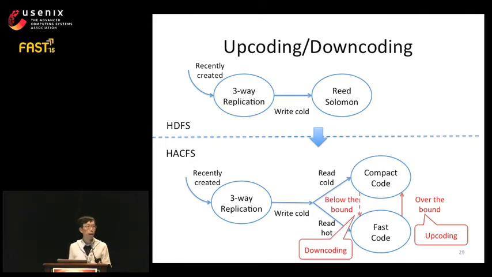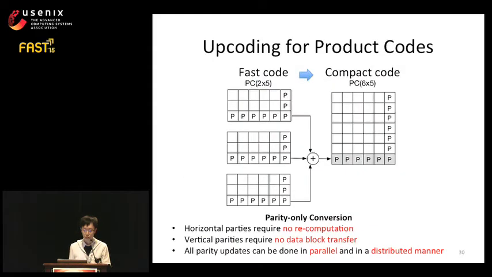Similarly, but less likely, we also have a downcoding operation. This happens when the system is way below the bound. We'll convert some compact code to fast code. So here I will show the upcoding example for product codes.